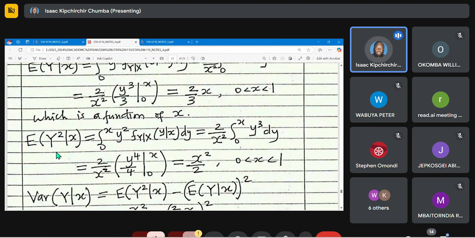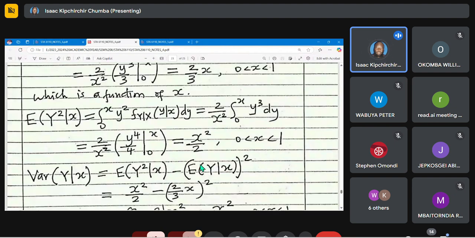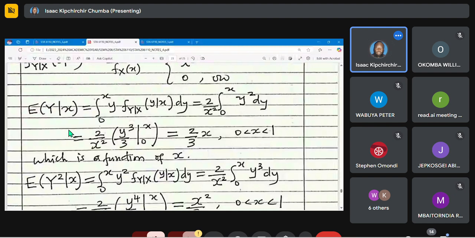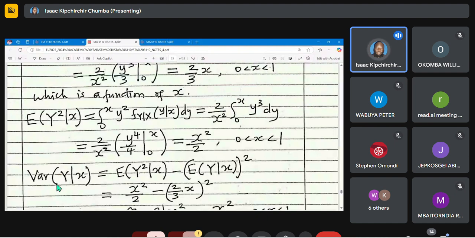We have to get the second moment, same story, but now here with y squared. The rest remains the same. You get the expectation of y squared given x as x squared over 2, and x lies in the interval 0, 1. From the formula, you can get your var of y given x. This is a function of x: x squared over 18, where x lies in the interval 0, 1. So this is the conditional mean of y given x, and this is the conditional variance of y given x. They are functions of x.